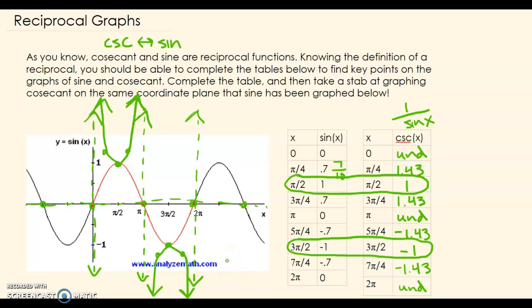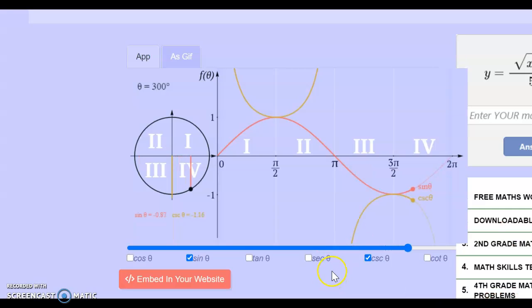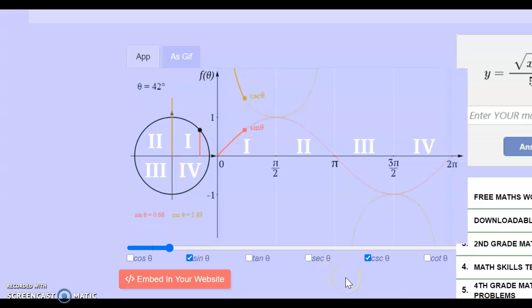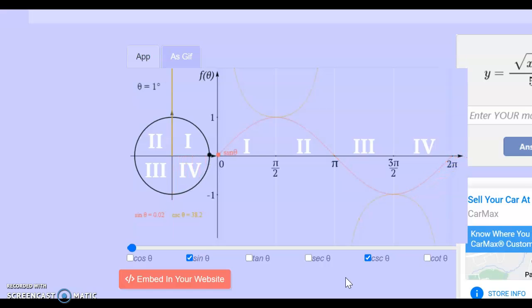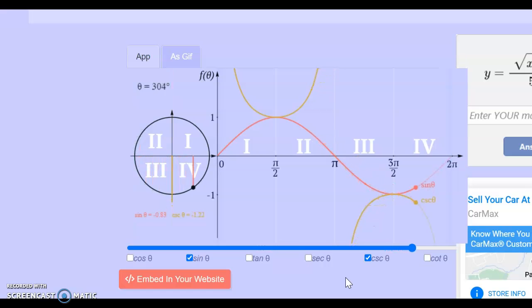Okay, just so we can see this more clearly, I want to show us a cool little graph here that shows as we're graphing sine of x, what does it look like for cosecant of x? And you'll see that yes, if we were to continue this pattern past 2 pi, you would continue to see these same things that we've been talking about.